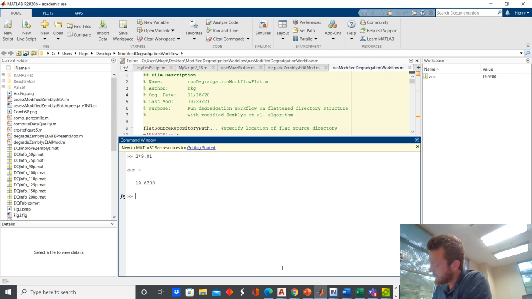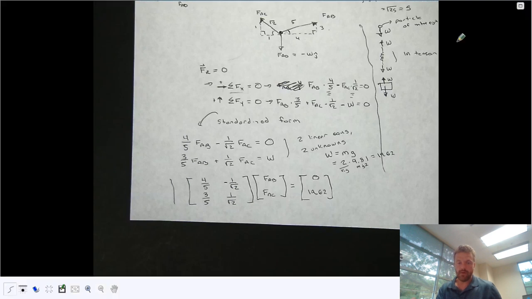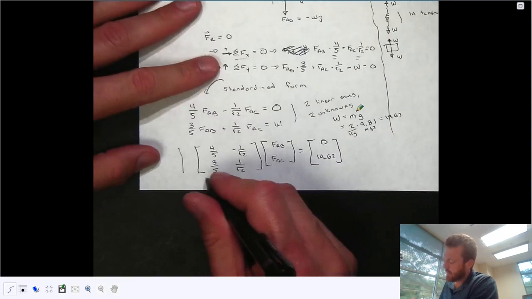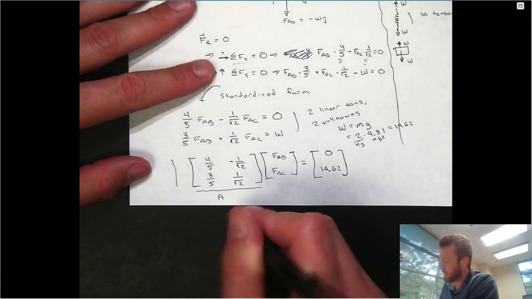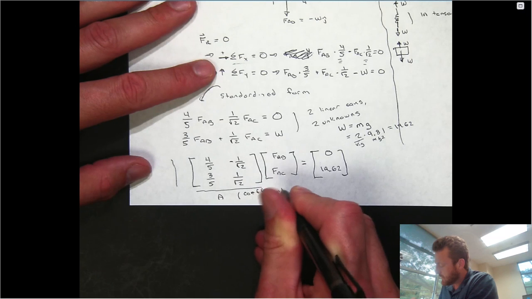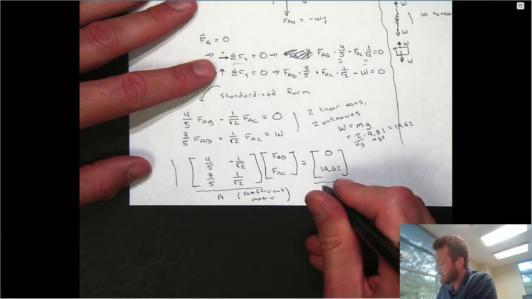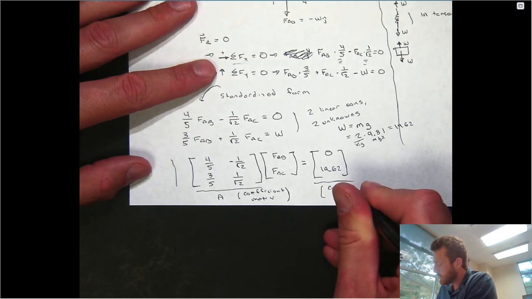This is the system of equations that you have to solve. So oftentimes in matrix vector form of linear systems, you'll call this matrix A. This is called the coefficient matrix. And you'll call this vector maybe the constant vector or the forcing vector.